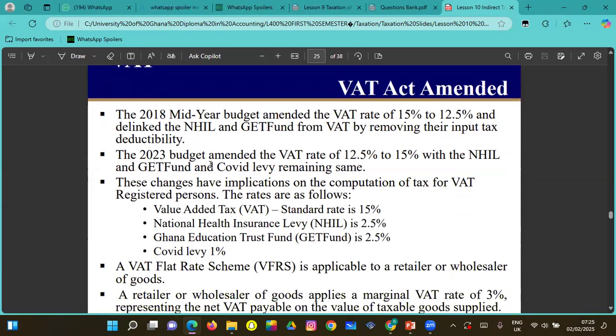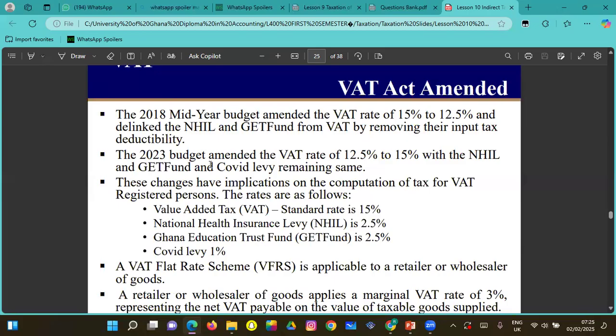So now let's look at the VAT amended. The 2018 mid-year budget amended the VAT rate of 15% to 12.5%. So in 2018 it was 15%, and then it was changed to 12.5%.